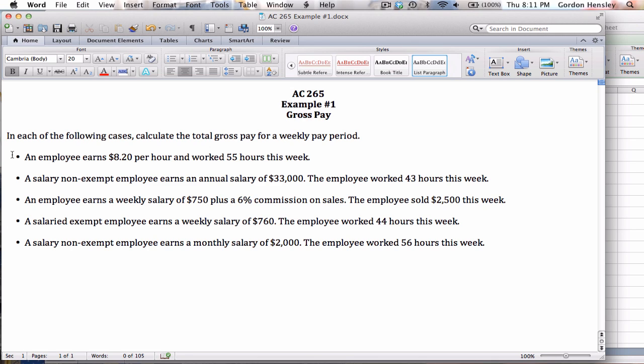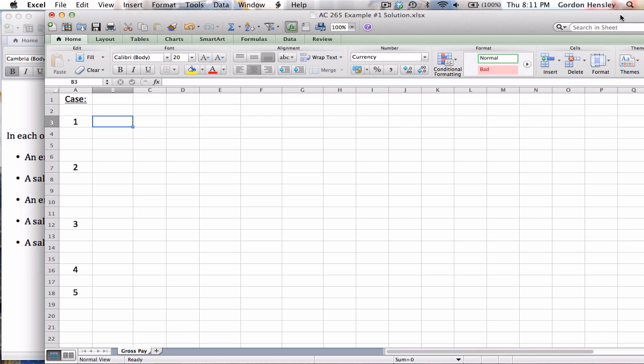And the very first situation says an employee earns $8.20 per hour and worked 55 hours this week. Now to solve this, I'm going to utilize Excel. And if you would like to, you could also use Excel to work this type of problem. But if not, you could always work this on your own paper. I just use Excel in the videos because I think it makes it a little bit easier for you to see the solution as I work it out.